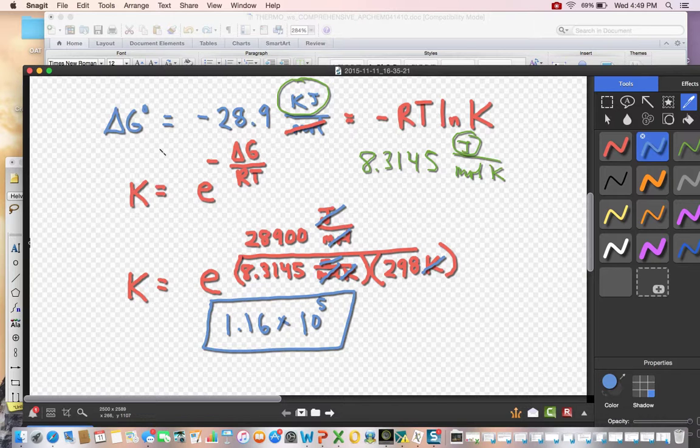It is a number. If the number is greater than 1, more than 50% of our reactants has been converted to products. If it's less than 1, less than 50% of our reactants has been converted to products. So non-spontaneous doesn't mean you don't obtain product. It simply means you don't obtain 50% conversion.